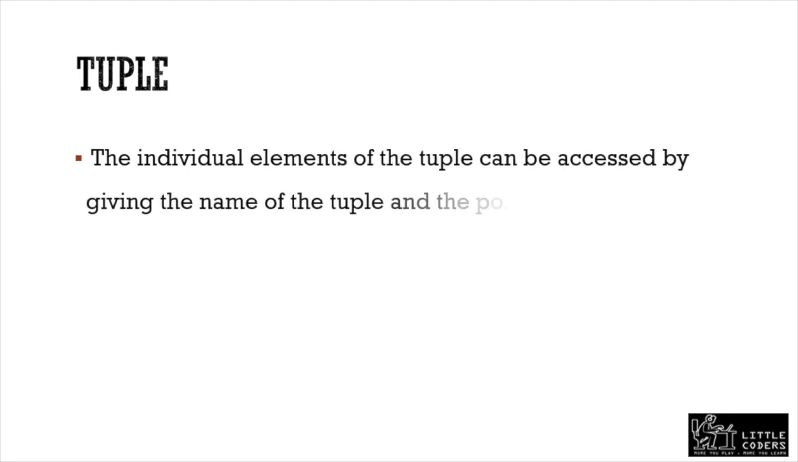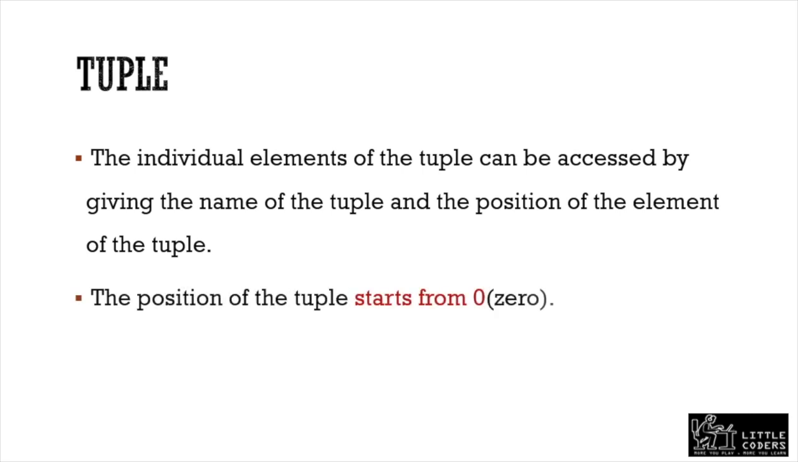Now, the individual elements of the tuple can be accessed by giving the name of the tuple and the position of the element. The position of the element starts from 0 onwards. In the first example we have seen, we read 4 values, and the first value is stored as A of list 1, where 0 is stored as the value of A. Similar things can also be done using the tuple.